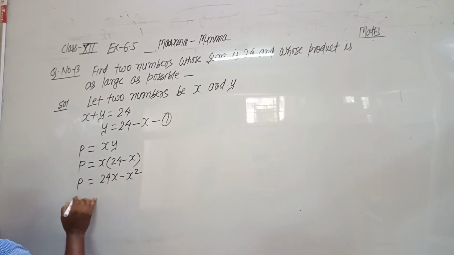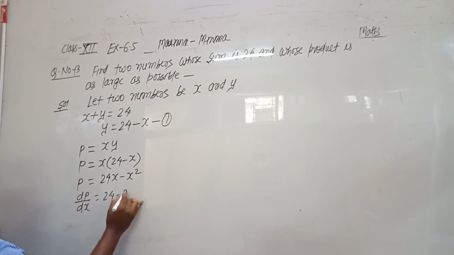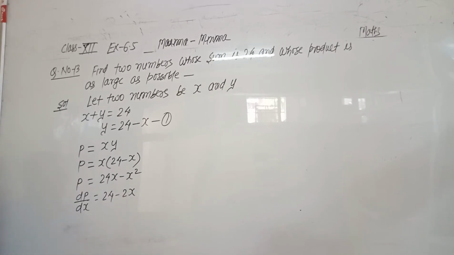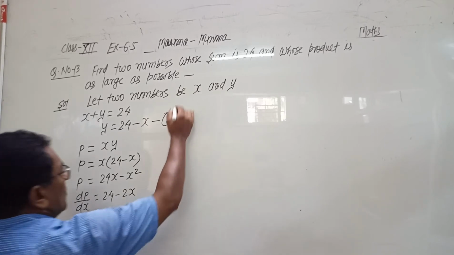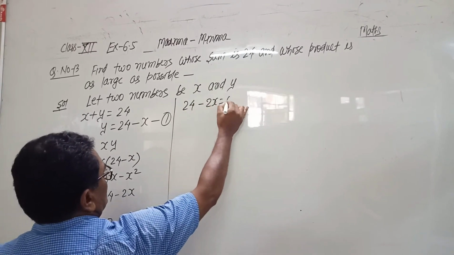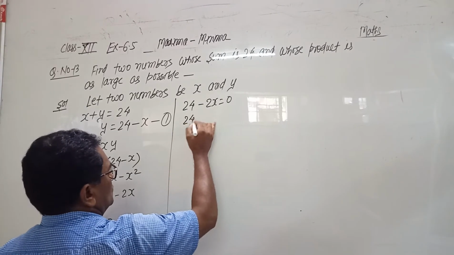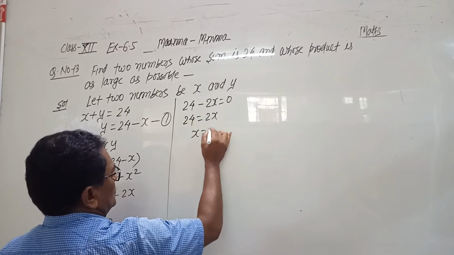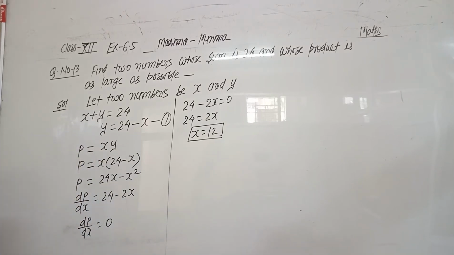So differentiate with respect to x: dP by dx is 24 minus 2x. In the second step we make it equal to 0. dP by dx equals 0 implies 24 minus 2x equals 0. Then we find the value of x: 24 equals 2x and x equals 12. We get the value of x, x equals 12.